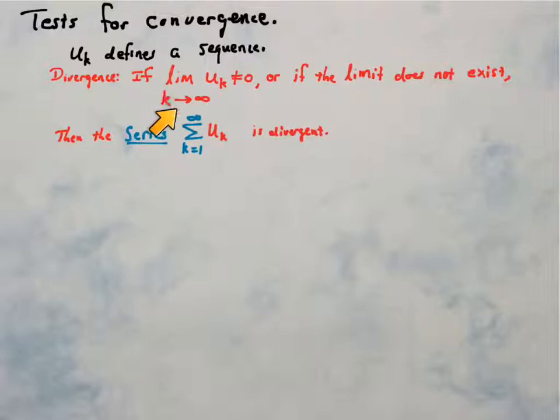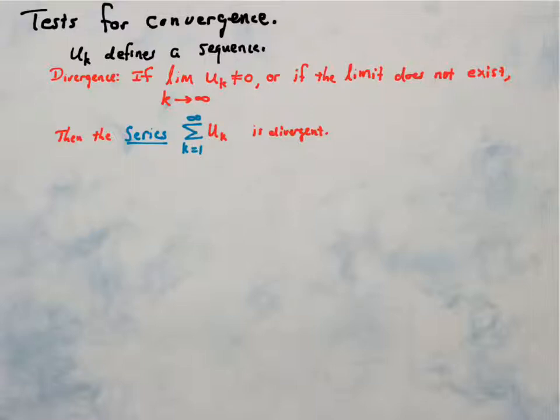if we take the limit as k goes to infinity of the sequence, and the limit turns out to be not equal to 0, or it doesn't exist, then we can guarantee that the series, that is when we add all the numbers together, is going to be a divergent series. That is, there will not be a sum that we could actually calculate.